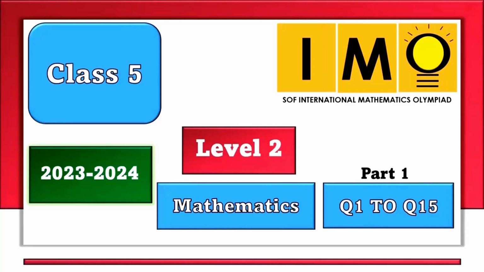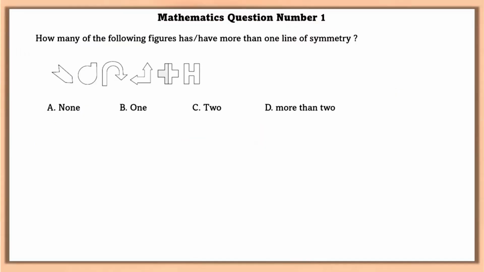Class 5 IMO Level 2. Mathematics question number 1. How many of the following figures have more than one line of symmetry? Only one letter, that is the letter H, has more than one line of symmetry.